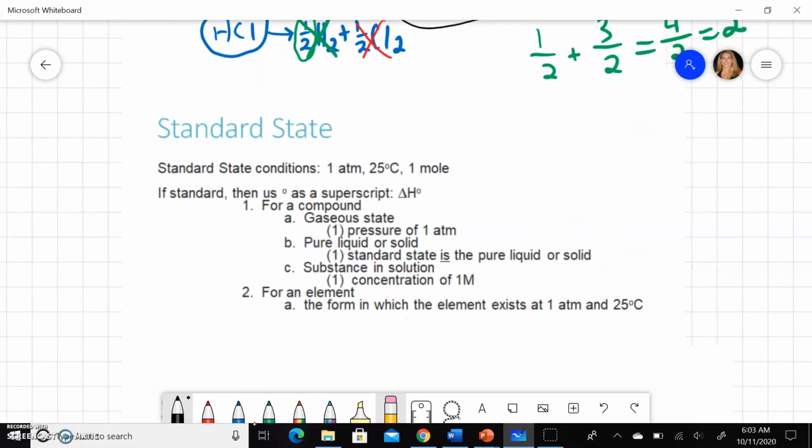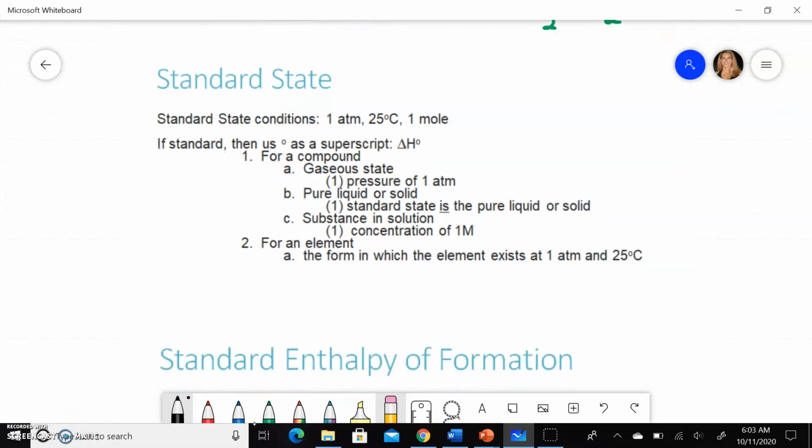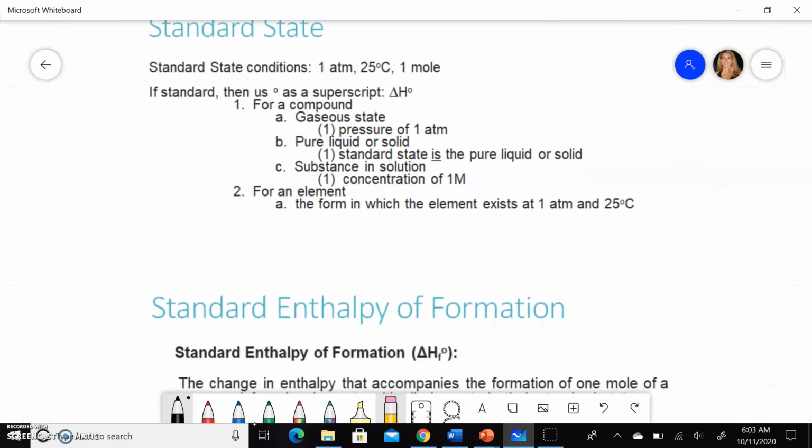All right, just a couple more things. We mentioned standard state in the last video. Standard state conditions means that if you have a gas, it's at a pressure of 1 atm, the temperature is 25 degrees Celsius, and you have 1 mole of it. And to show that it's in those conditions, you're going to see a degree sign, that little 0 up high, as a superscript. So if you see that delta H with a little superscript up there, that means that it's in standard state conditions. Also, if you have a solution, it also means that it's 1 molar.